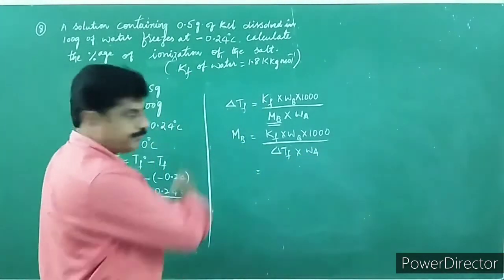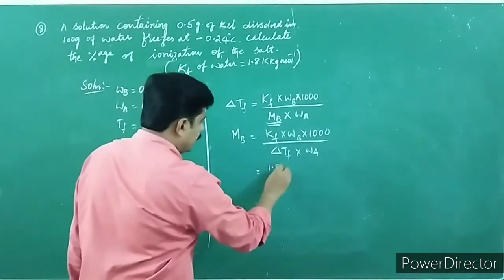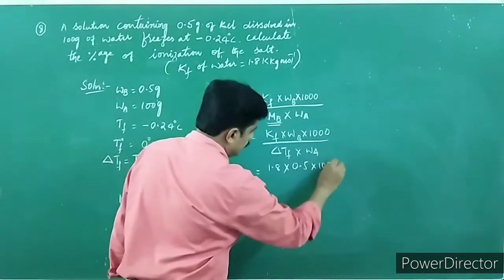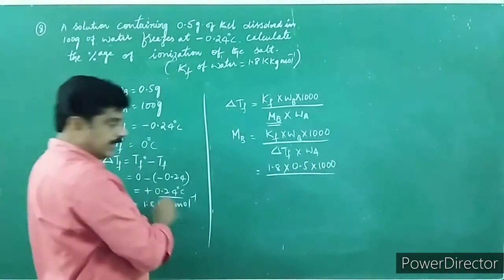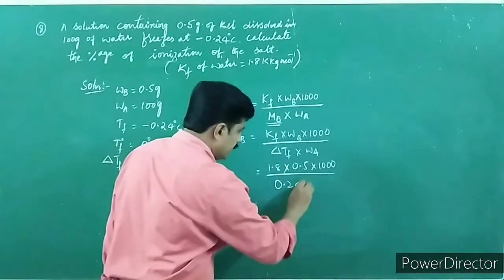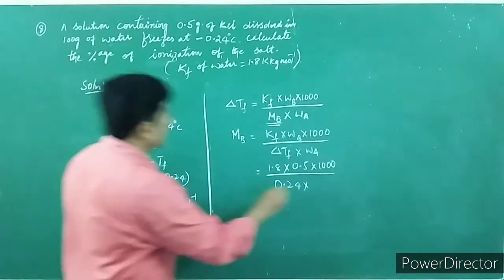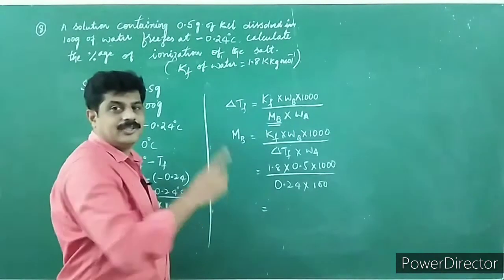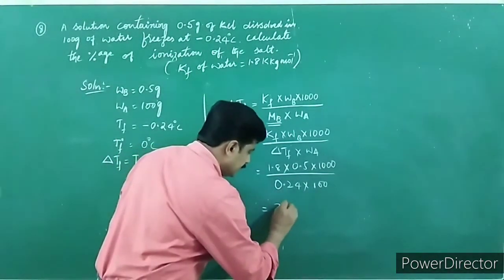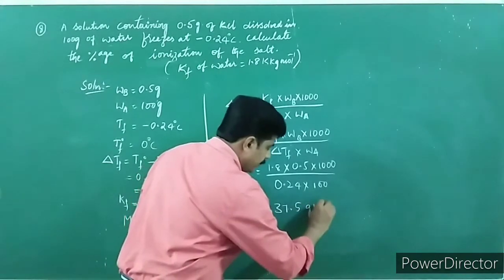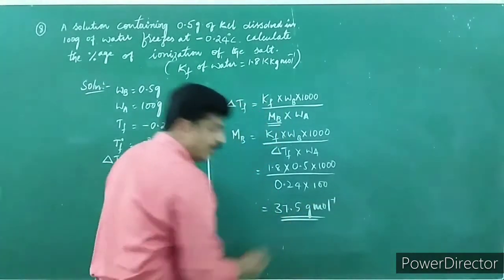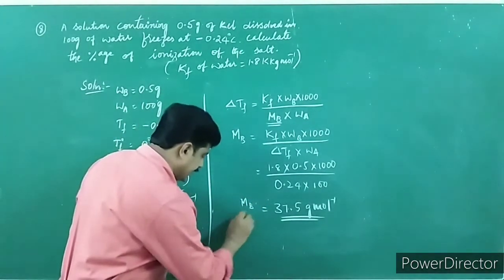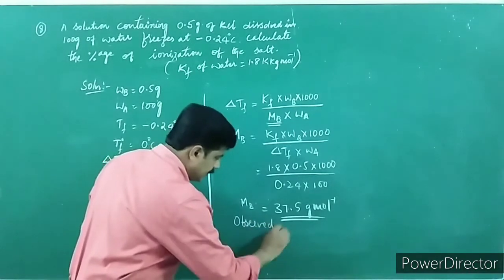Let me substitute the values. Kf is equal to how much here? 1.8. WB is how much here? 0.5 grams, into 1000 upon delta TF. You found out here how much it is? 0.24, into WA, which is equal to how much? 100 grams. Children, if you solve this, you are going to get 37.5 gram per mole, or unified mass. This is the molar mass that you should take as the observed molar mass.